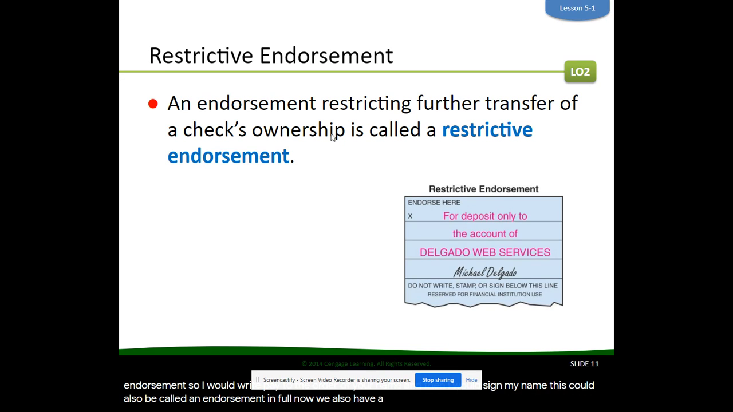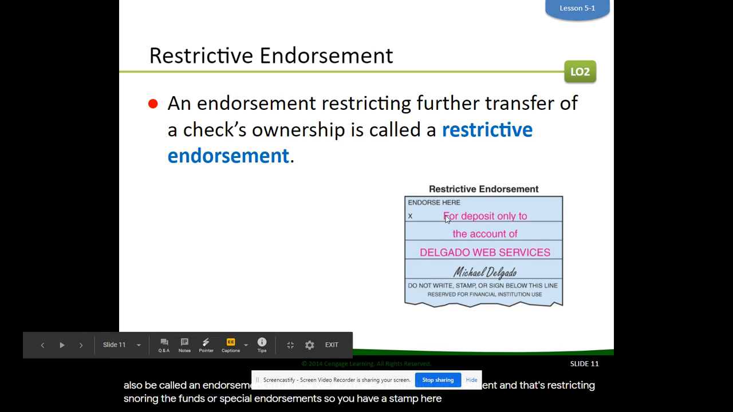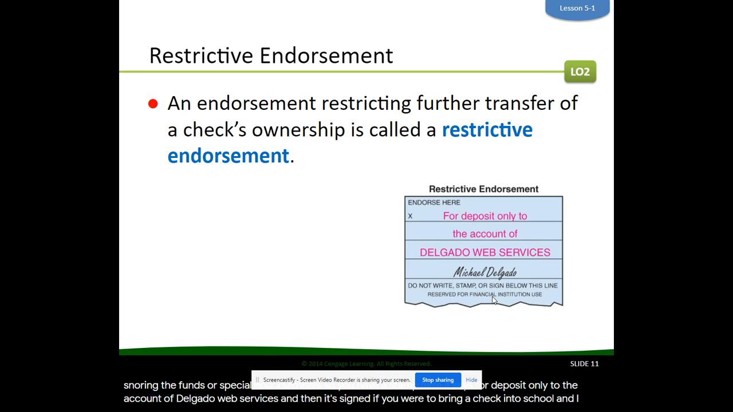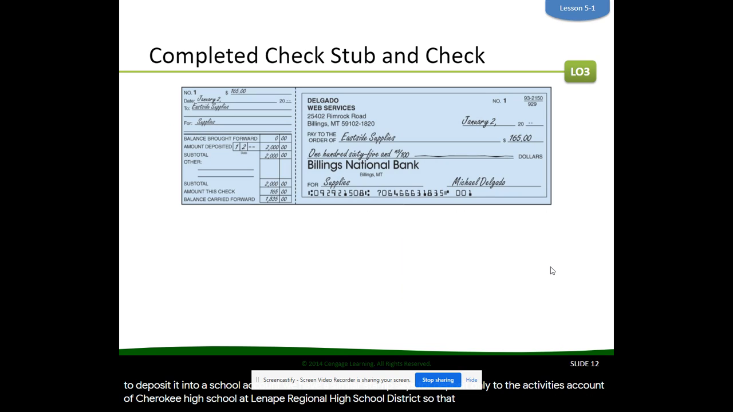Now, we also have a restrictive endorsement, and that's restricting transferring the funds or special endorsements. So you have a stamp here. It says "for deposit only to the account of Delgado Web Services," and then it's signed. If you were to bring a check into school and I was to deposit it into a school account, we have a similar stamp. It says "for deposit only to the activities account of Cherokee High School at Lenape Regional High School District." So that is a restrictive endorsement.